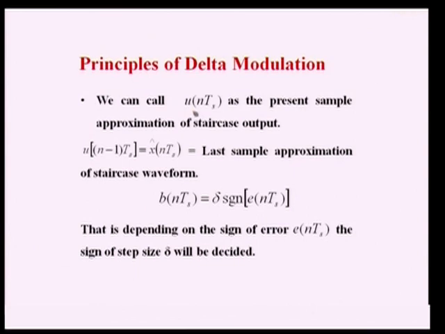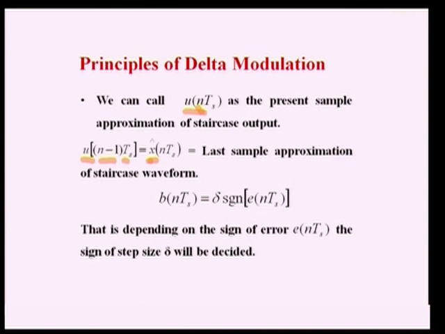We can consider the present sample as u of nTs and the last sample as u of (n minus 1)Ts, that we have discussed in the previous slide, that is x cap is the last sample approximation. For simplicity, we are representing this x cap as u of (n minus 1)Ts. So, this is the current sample and this is the previous sample. And now, if you take the error e, which is the difference of the current sample and the previous sample, we are going to provide a bit b based on the error.